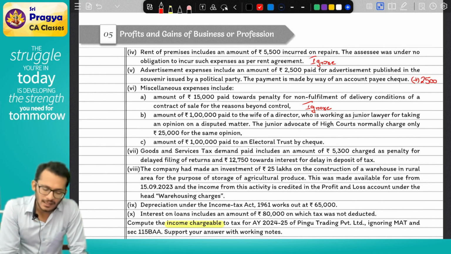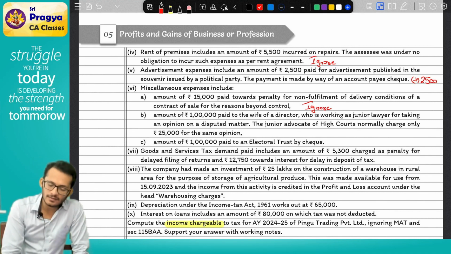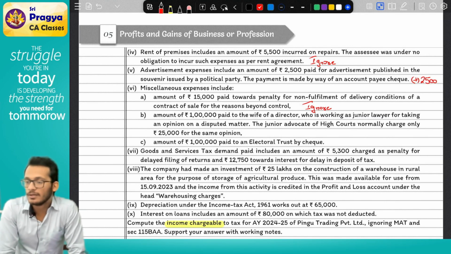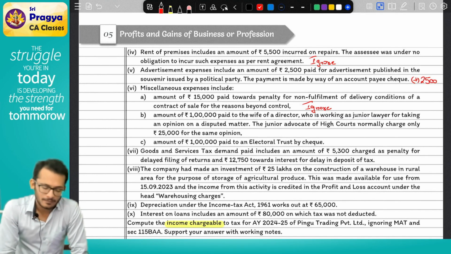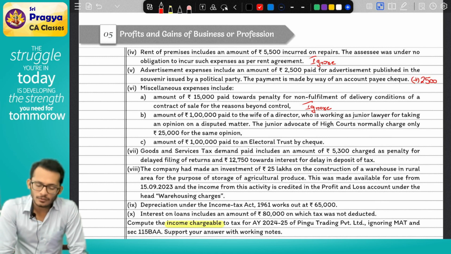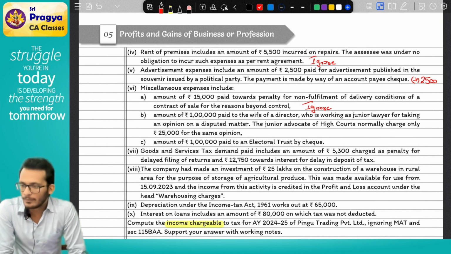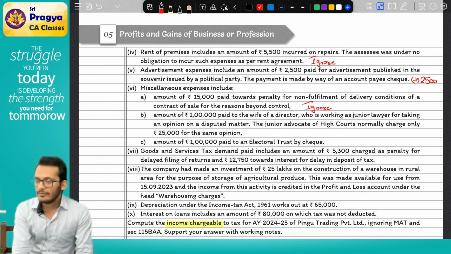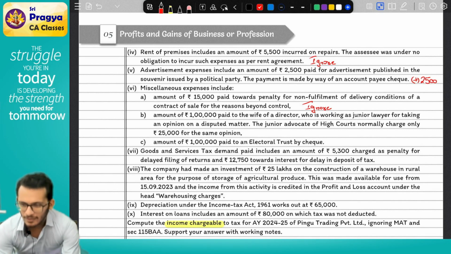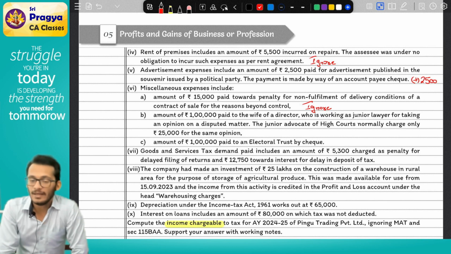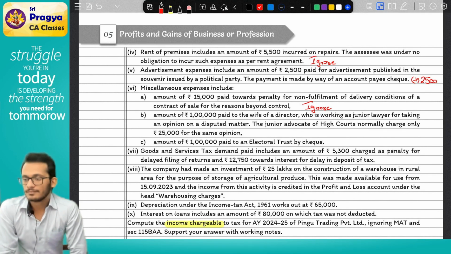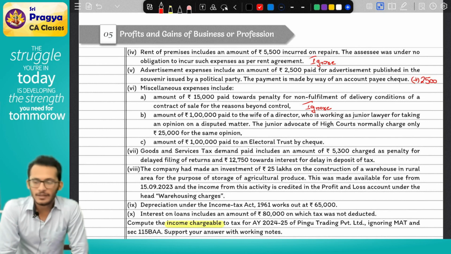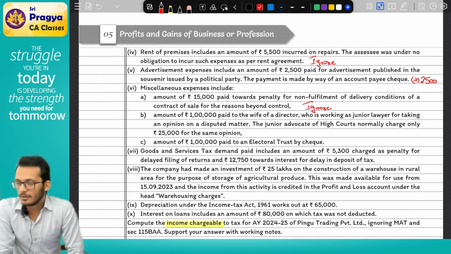An amount of 1 lakh paid to the wife of a director who is working as a junior lawyer for taking an opinion on a disputed matter. You have paid money to the wife of a director. The junior advocate of high courts normally charge only 25,000 for the same opinion. So I have made a payment; I should have made only 25,000, but I have made 1 lakh. Which section are we talking about? Very good. We're talking about 40A(2), payments to related persons.